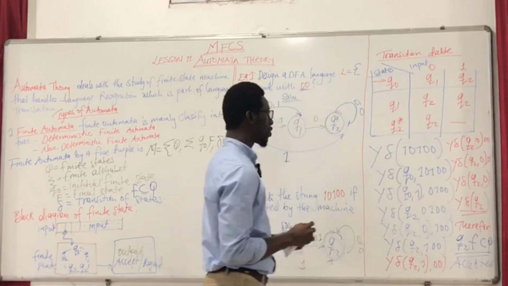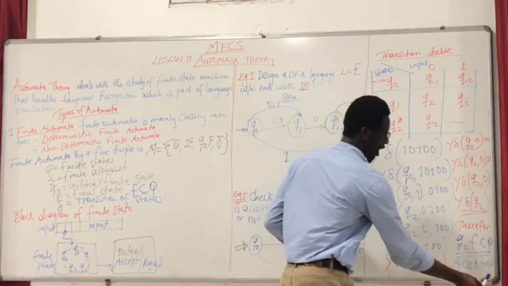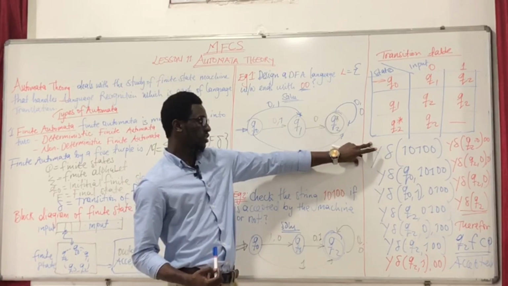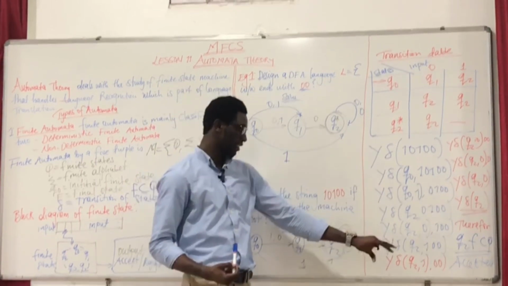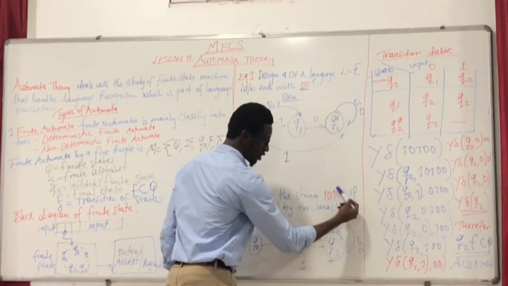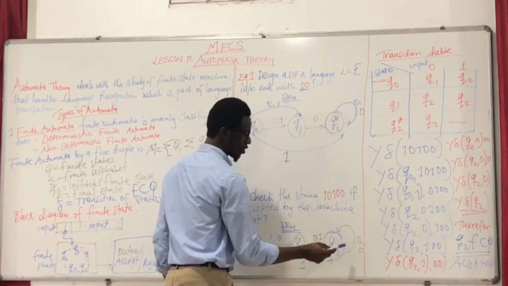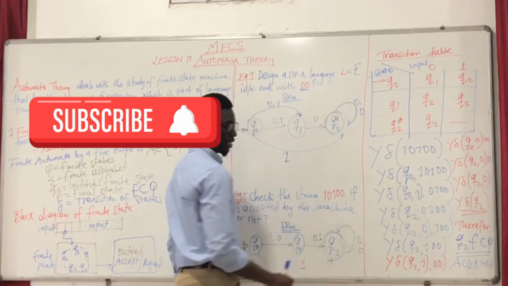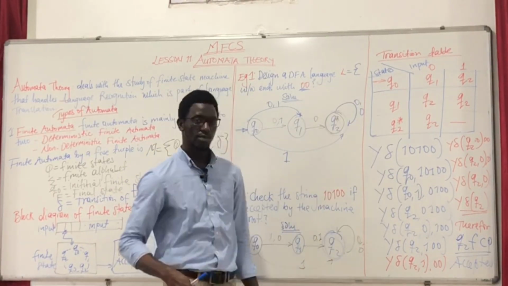You can also use another method to check whether this type of language recognition is accepted or rejected, by just changing this one. For example, you have this one supposed to end with 0, 1. So now instead of 0, 0, you can give here 1, 1. Then you check. You use the same approach to solve this problem.